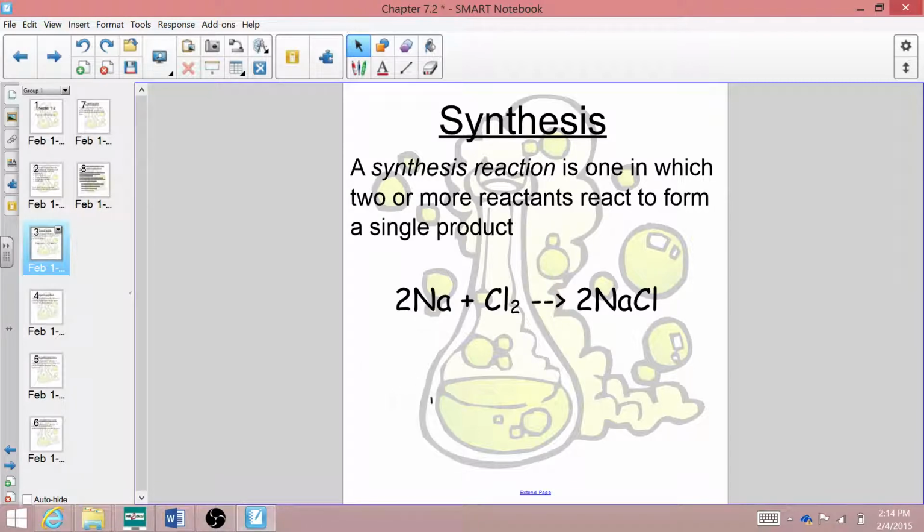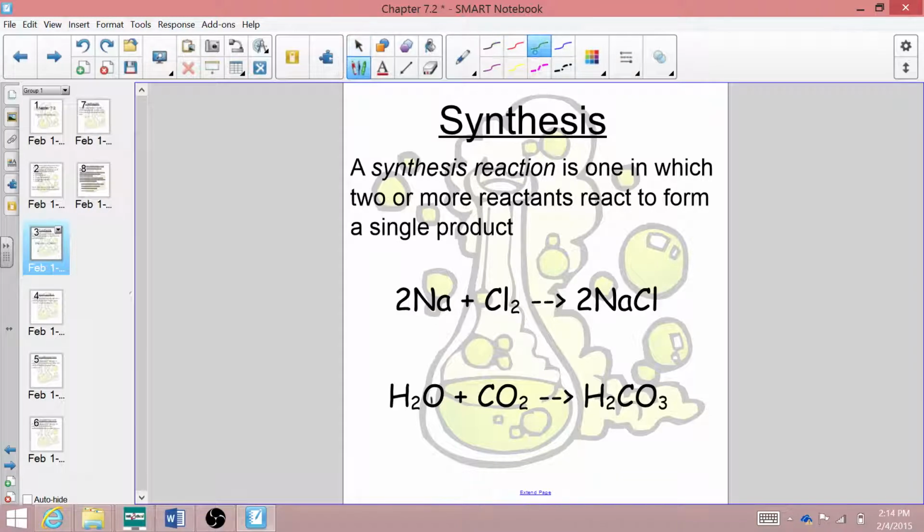Another example of this is the synthesis of water and carbon dioxide. So we get a water molecule, and that will react and combine with a carbon dioxide molecule to form H2CO3. Now, a synthesis reaction always has this skeleton or this shape. You start with 2 or more separate things, and you always end with one thing where those 2 separate things came together to form the final one product. So 2 or more reactants come together to form one final product.